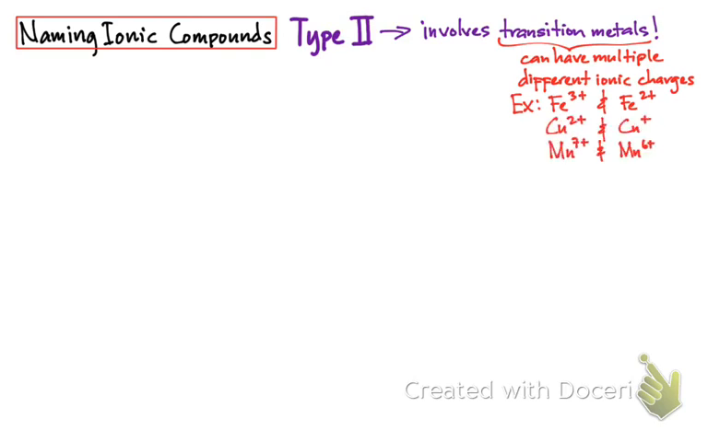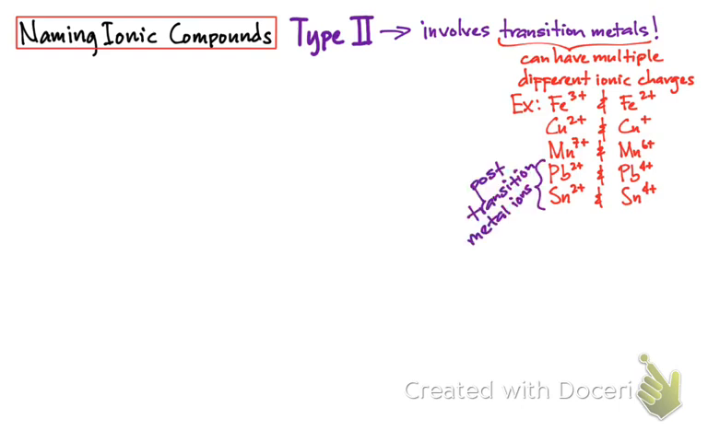So manganese 7 plus and manganese 6 plus. You can have copper 2 plus, copper plus. So the point here is that you can have multiple different ionic charges for these transition metals, and that's why they're not as predictable as the main group elements, which only have a single ionic charge.